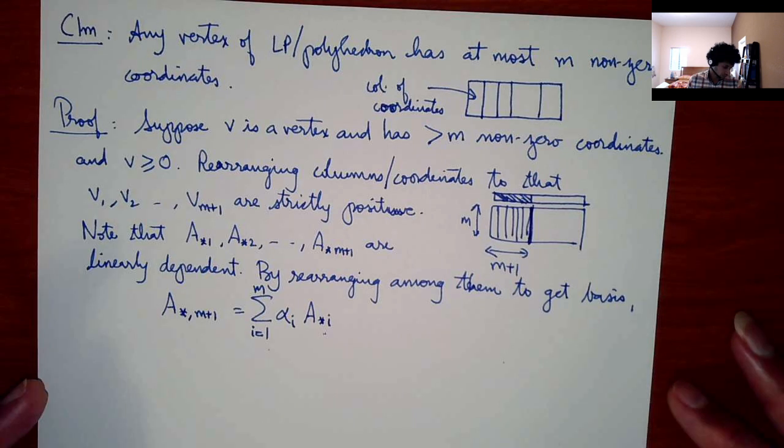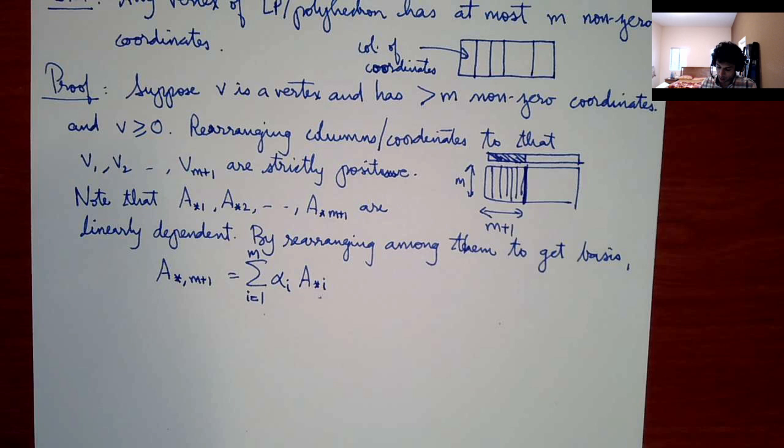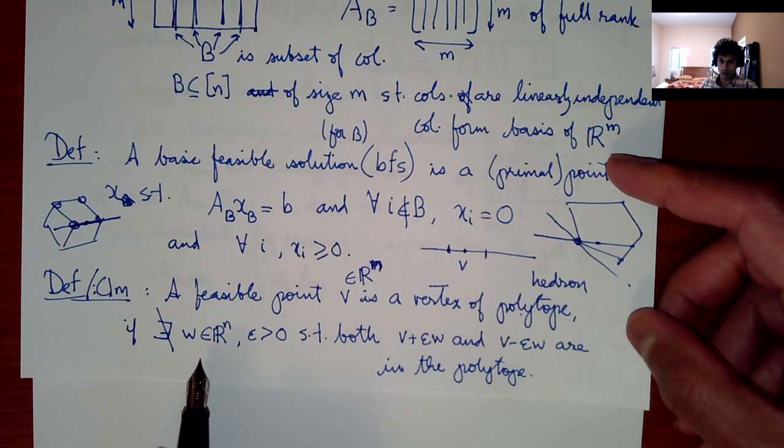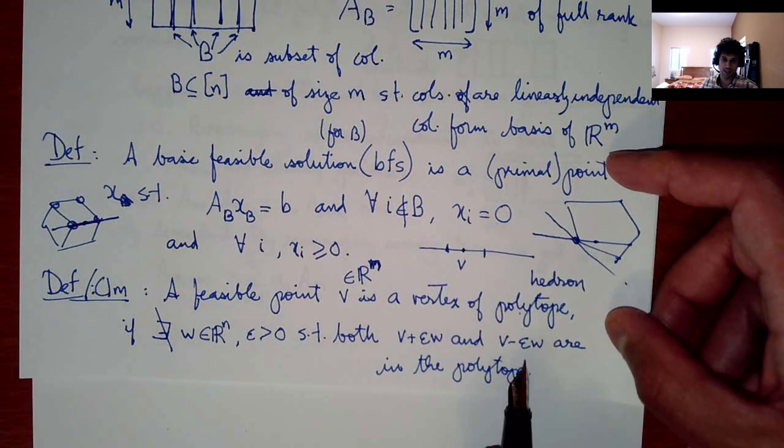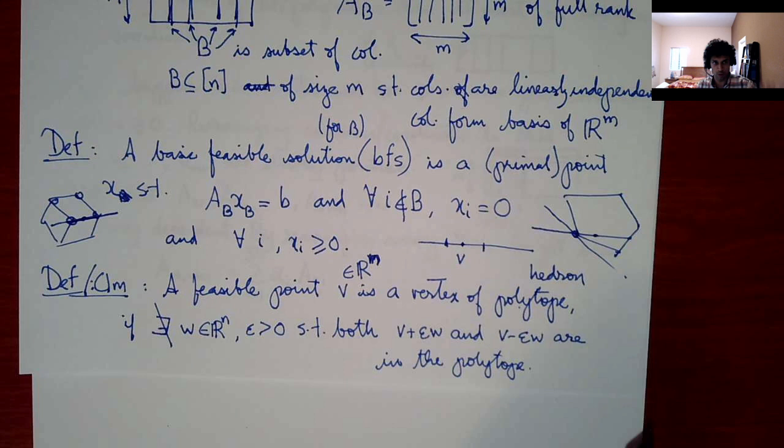Alright? Okay, now here is the key. What I want to argue, what I need to prove, is that V is not a vertex. I need to find a W and an epsilon such that both V plus epsilon W and V minus epsilon W are in the polytope. That means I need to show that V plus epsilon W and V minus epsilon W are both feasible.